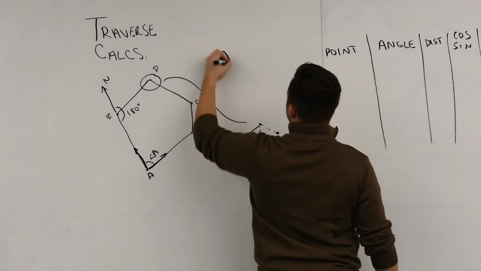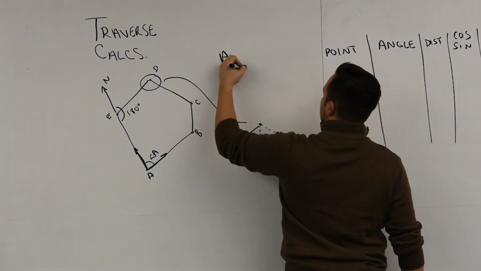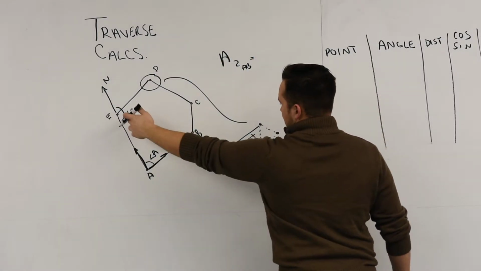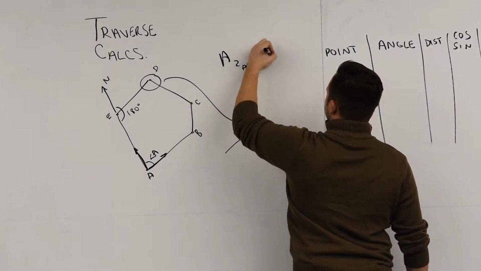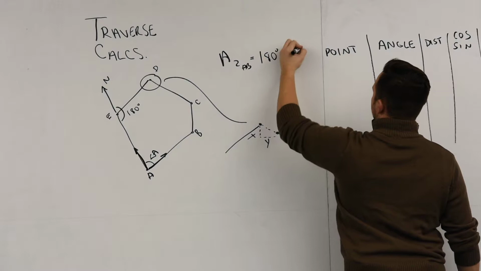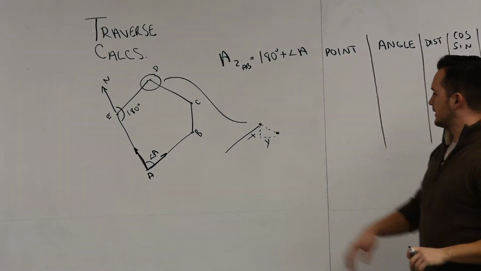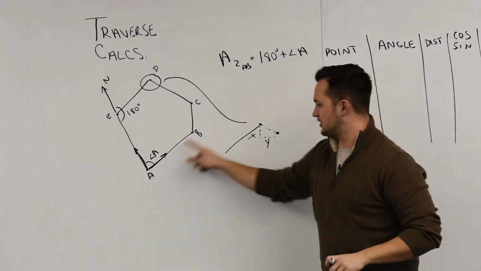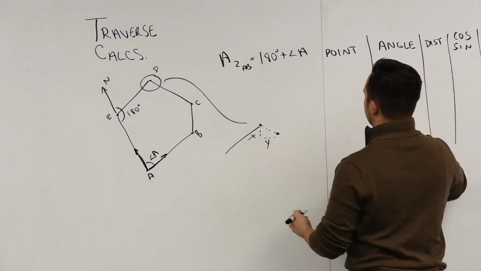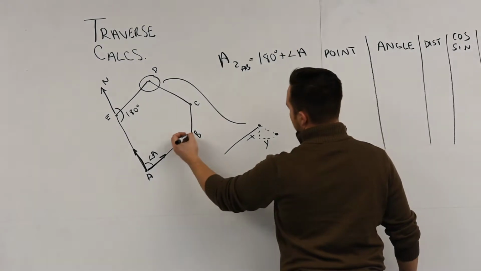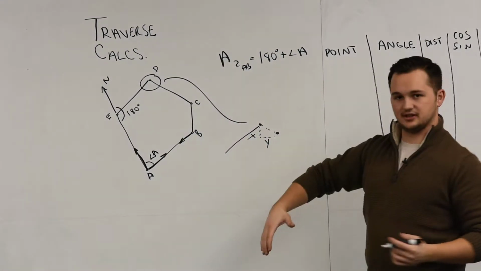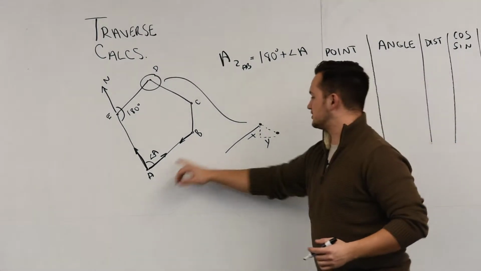We'll refer to that as azimuth AB. This will be equal to this back azimuth here, which we already know is 180 degrees, plus whatever angle you have for A. And that gives you this length right here. As we progress through here, we can determine what this back azimuth will be, and that is just a 180 degree difference from whatever we determined here.